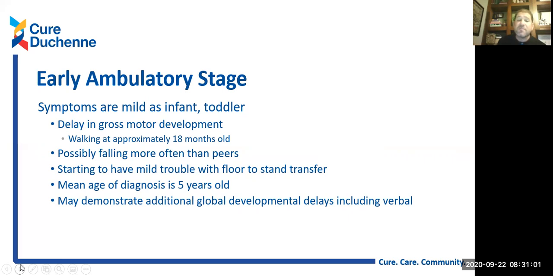And then there might be, in this early ambulatory stage, other global developments, including verbal or fine motor. A lot of the kids have speech delays as well, whether it's articulation or other mild speech issues that typically tend to get better over time, especially with speech therapy, if that's included. The speech delays or the verbal delays tend to minimize over time.